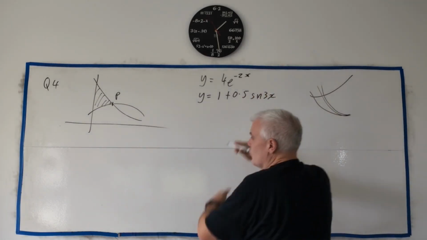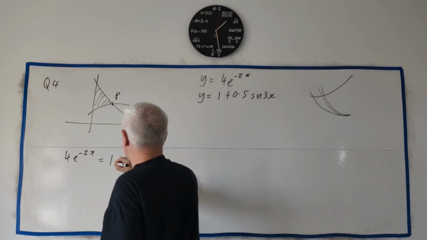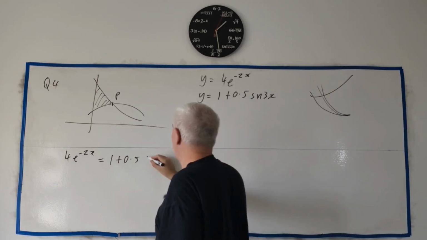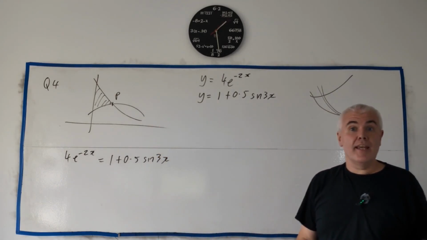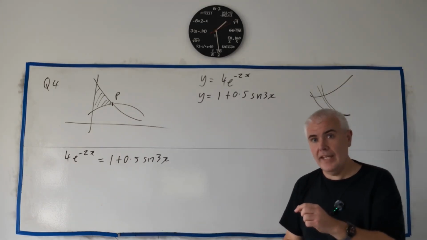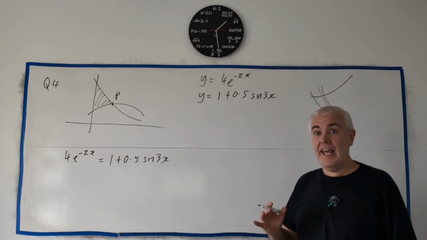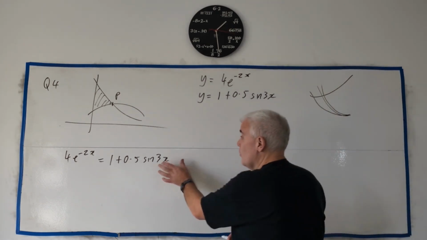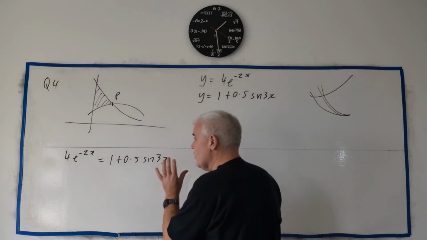Put these two equal to each other. We get 4e to the minus 2x is equal to 1 plus 0.5 sine 3x. They've given us the answer. It's, well, you can see it yourself probably, but it has 2 x's in it. This has 2 x's in it. They want you to rearrange and get x equals.